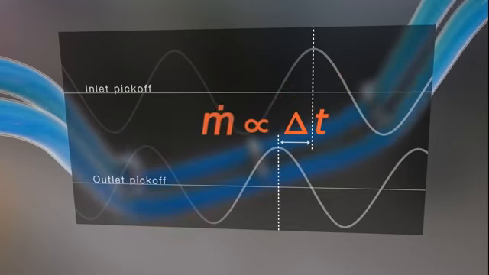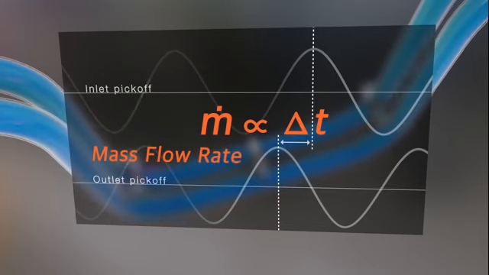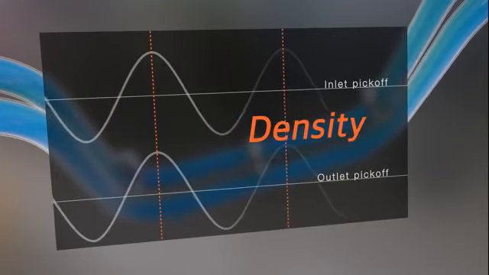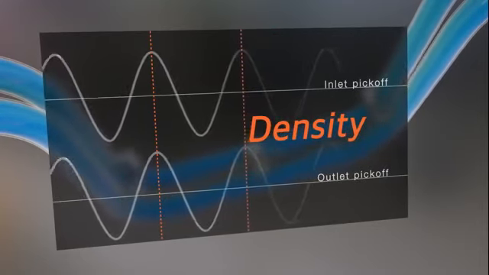Delta t is directly proportional to the mass flow rate. The greater the delta t created by the Coriolis force, the greater the mass flow rate. While the sine wave phase shift indicates mass flow, the wave frequency indicates density. When the liquid density changes, the vibrating frequency of the tubes also changes.